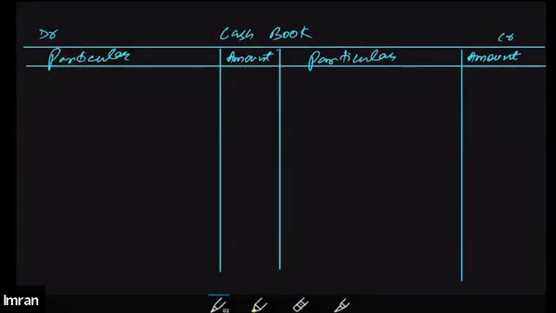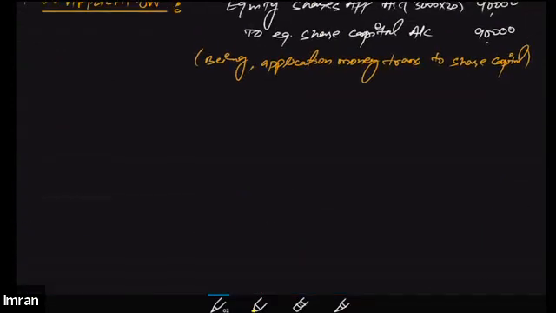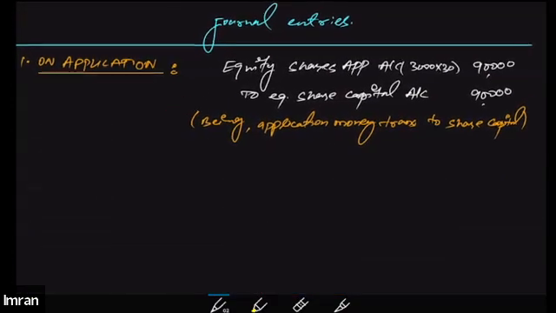Debit side. Yes, share application. How much will we be receiving on application? 90,000, right? 3,000 into 30, that is 90,000. I hope this is clear. Share application account. Okay. Going back to the journal entry segment, we need to now pass the journal entry for the allotment.